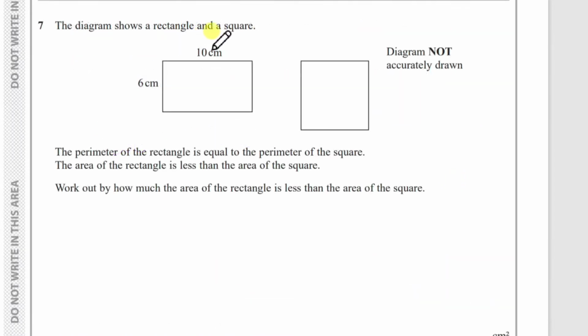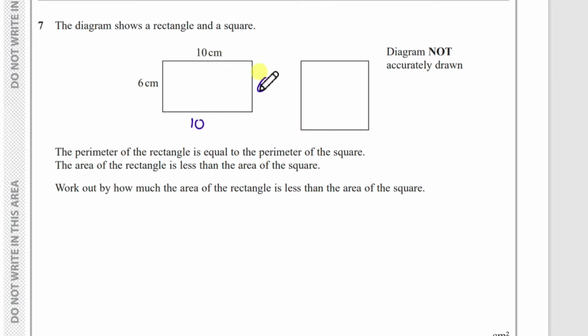So the diagram shows a rectangle and a square. Okay, so you got one side of the rectangle is 6, and the other one's 10. The perimeter of the rectangle is equal to the perimeter of the square. Now let's understand what that means. The perimeter means the length when you add around. So if you know that this side is 10, this side is 6, that means this side is 10 centimeters and this side is 6. Perimeter means when you add them all up, it's the same.